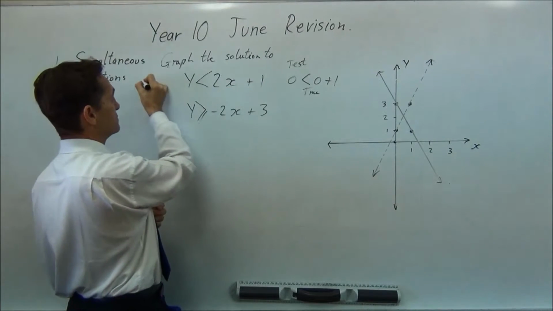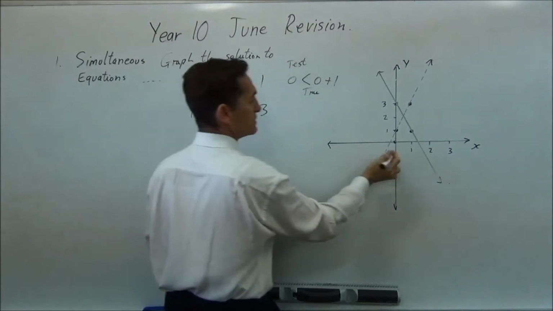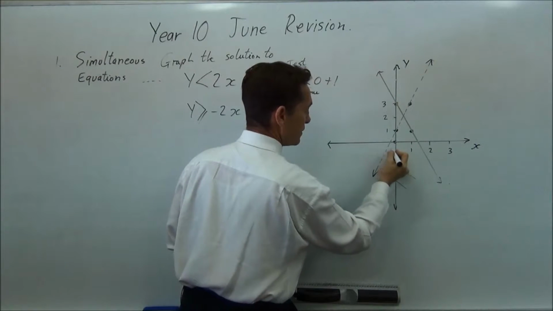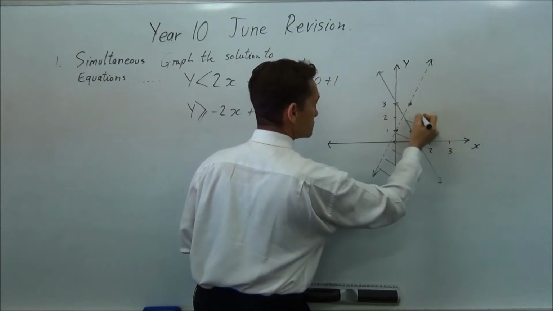Okay, so there's 0, 0. Here's our line, this is the dotted line. We're looking at the dotted line. So everything on this side of the dotted line is true. So we want there, this is all true.